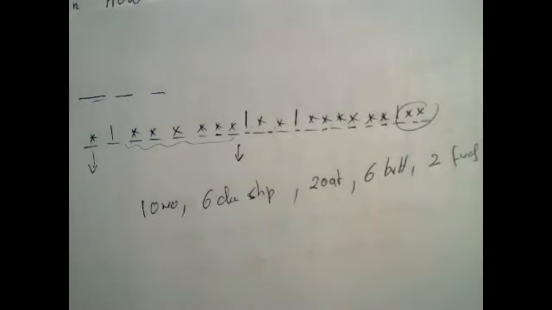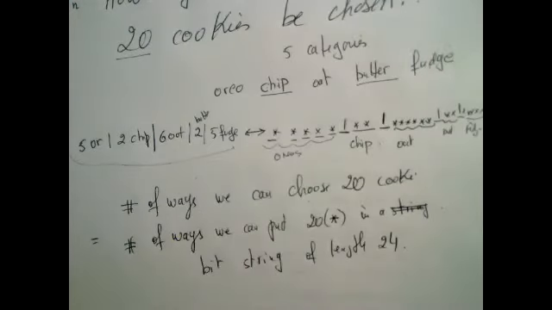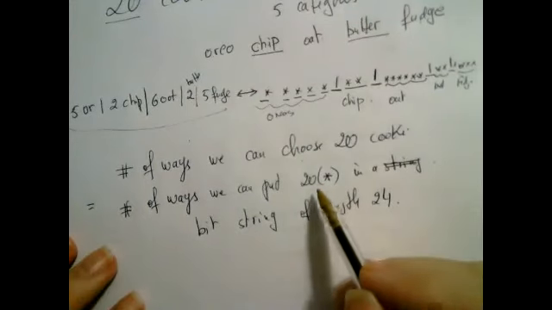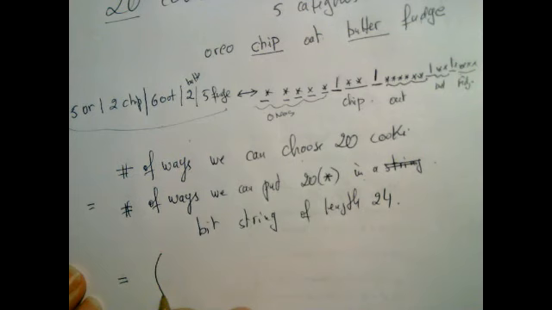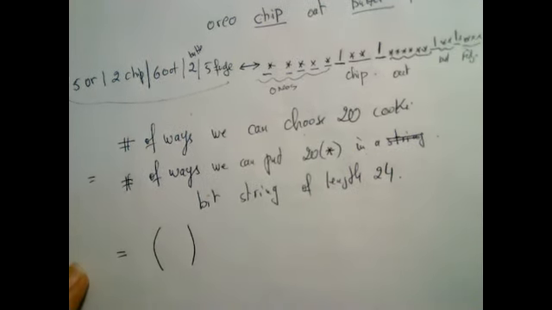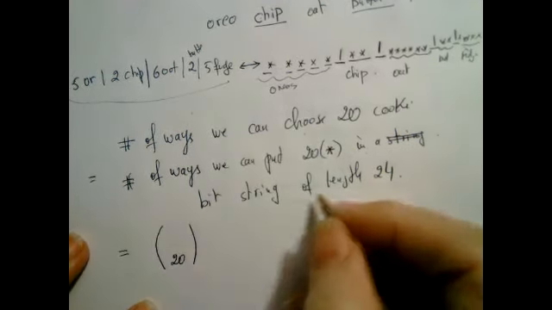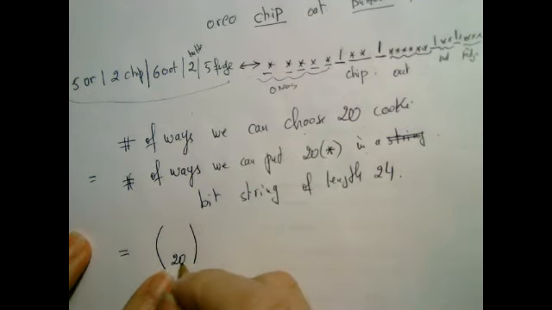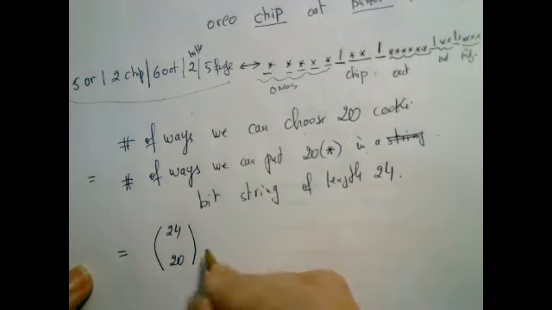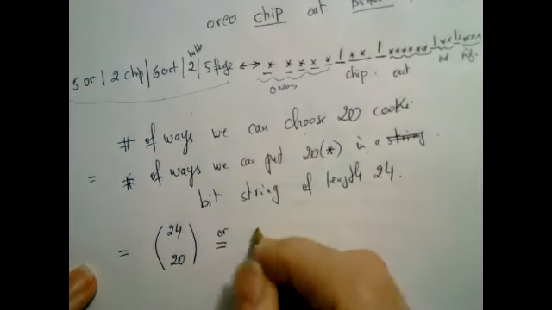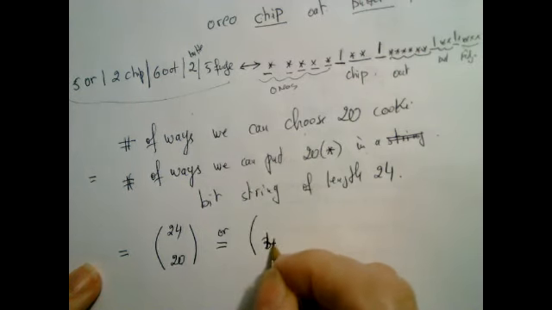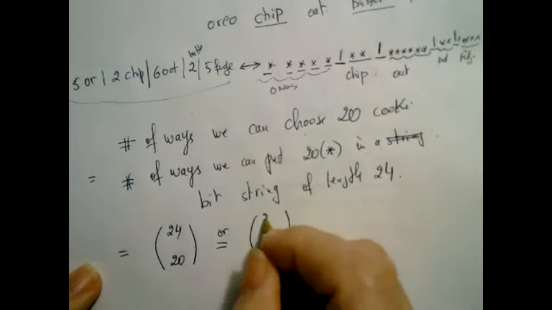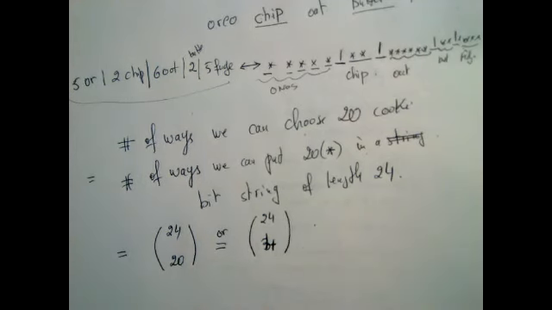So these are exactly the same. The number of ways we can put 20 stars in a bit string of length 24. But how many ways is this equal to? It's the number of ways I can pick 20 positions in a string of 24 positions, or it's the same thing as the number of ways I can pick 4 ones, these are the separators, in a string of length 24.